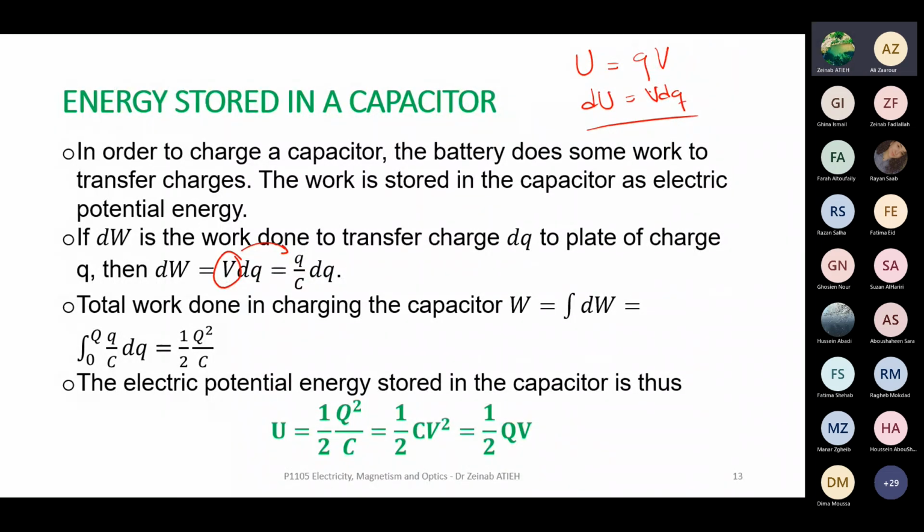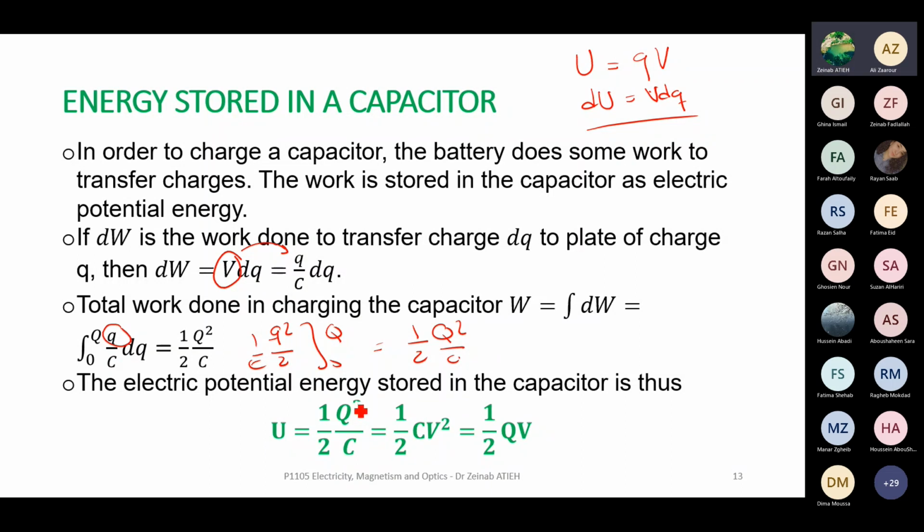Anyway, let's integrate. We've replaced V by Q over C. We could replace dQ by something related to V, we can do that, but this method is easier. So the capacitor is being charged from 0 to the final charge Q, and the integral of q is q squared over 2, with 1 over C. From 0 to Q, we will get half Q squared over C. So this is the energy stored in the capacitor.